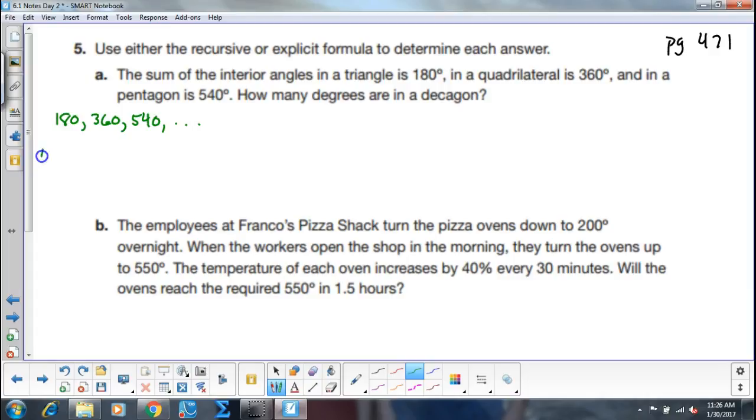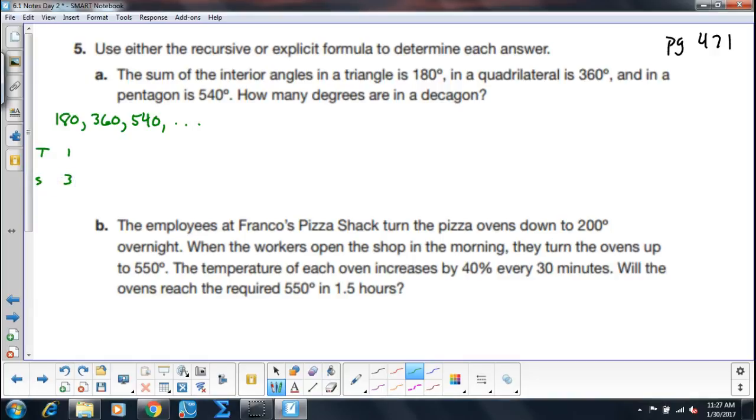This is a triangle, right? Okay. Which has how many sides? 3. Second one was a quadrilateral, which has how many sides? 4. Third one was a pentagon that has 5 sides. So we go all the way down here now. A decagon has how many sides? So 10 sides, right?